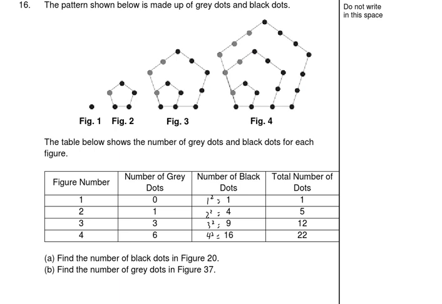So it's actually really very simple. To find the number of black dots in figure 20, Jing Kai, how to find? 20 times 20, very straightforward. 20 times 20, you'll get 400.